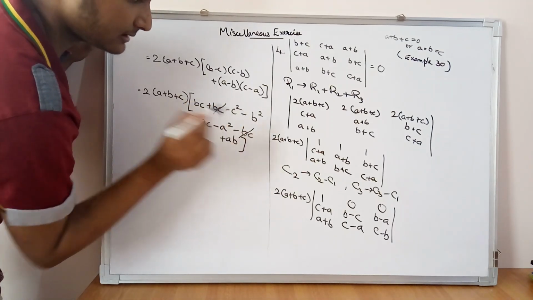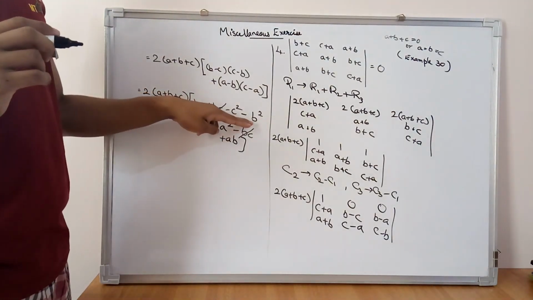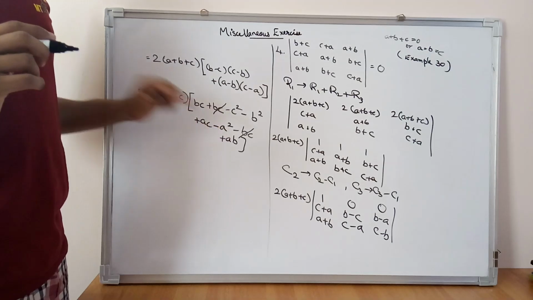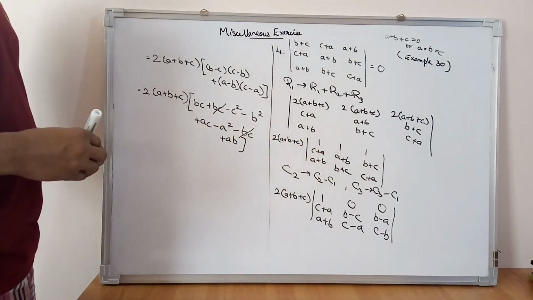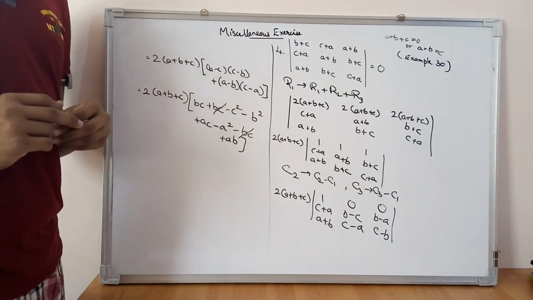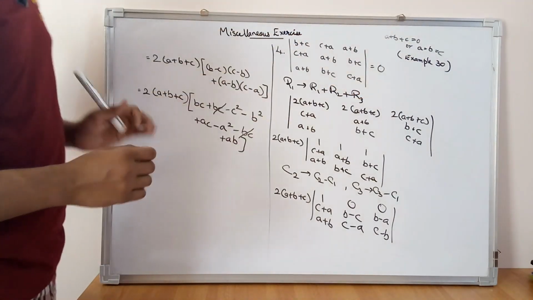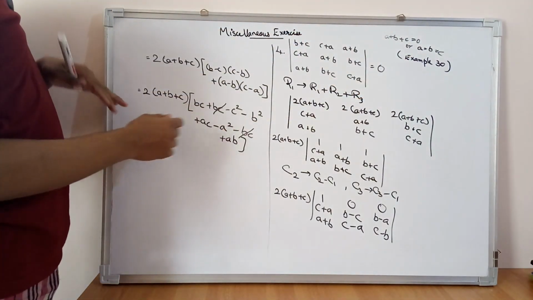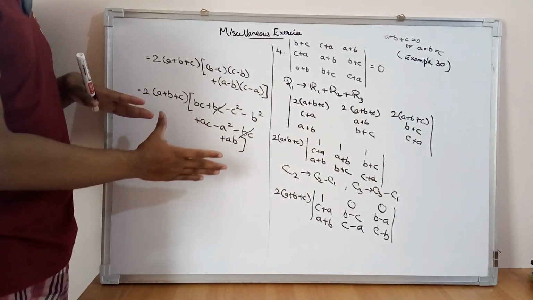One BC gets cancelled. What is remaining is the C square, B square and A square, and the AC, BC and AB terms. I think one negative sign we can remove there. So what is the condition given? If I directly equate it to 0, we are going to get A plus B plus C is equal to 0 and this whole term is equal to 0.